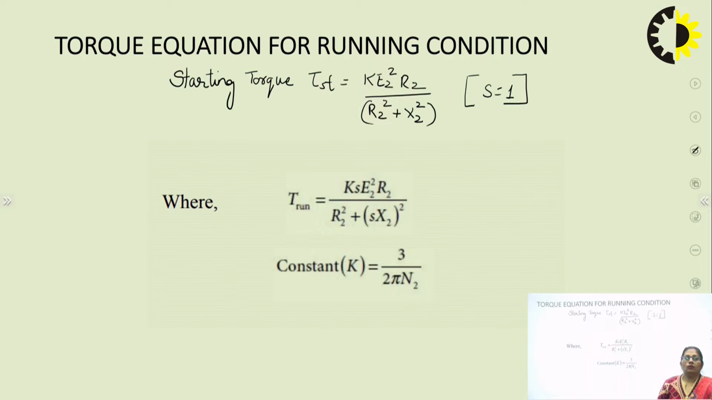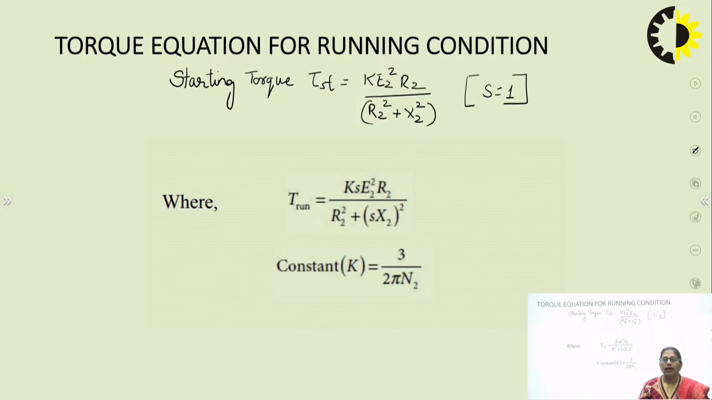Now, what will be the torque equation for running condition? This is what we have just achieved, right? What we are saying as running condition, it will be given by K times, where we have seen K is given by 3 upon 2 pi ns, S times E2 square R2 by R2 square plus SX2 whole square. So this is the complete expression for the torque. But is this going to remain the same at starting condition? If the motor is just starting, what is going to be its expression?